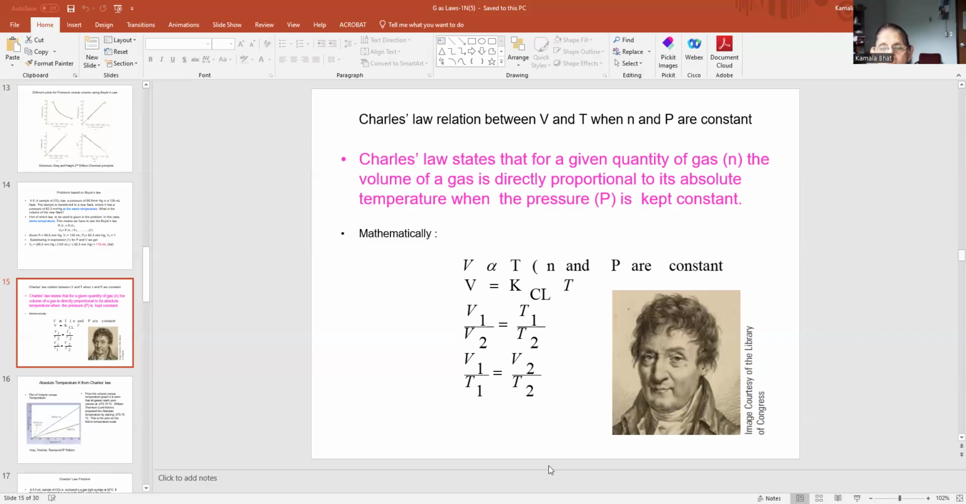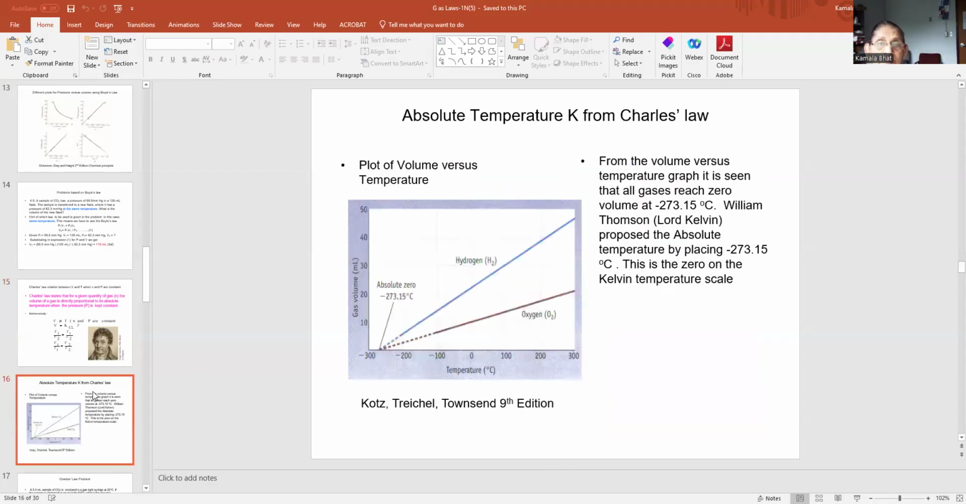From this, in order to convert a temperature to absolute units, you have to remember that you have to add 273.15 or 273 to the temperature in Celsius. Remember, if you're given a temperature in Fahrenheit, it must be converted to Celsius, and then you add 273.15 to get the absolute scale.